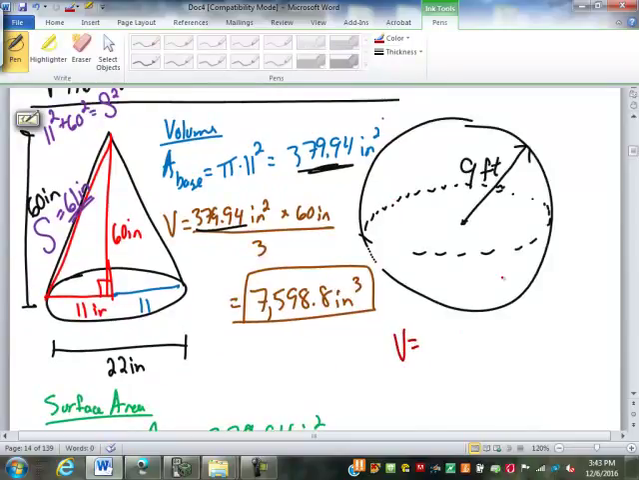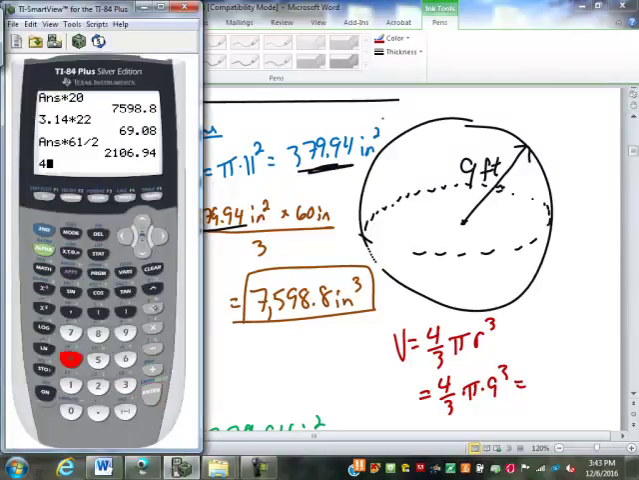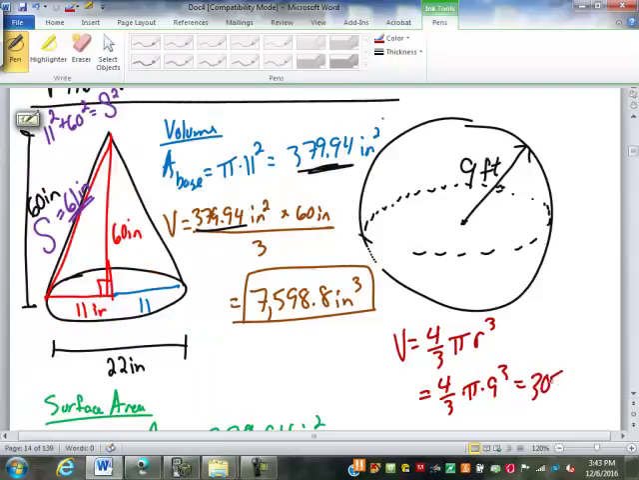Anybody remember the formula for the volume of the sphere? Cubed, right? This is 4/3 times pi times 9 cubed. So 4 divided by 3 times 3.14 times 9 to the power of 3. 3,052.08 cubic inches. That's it for the volume.